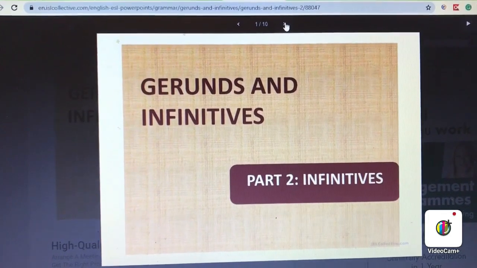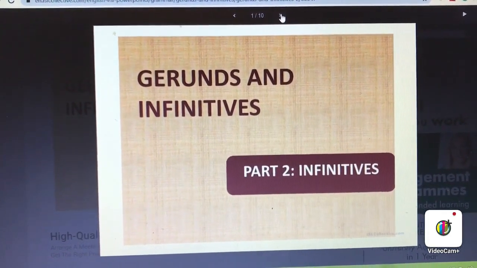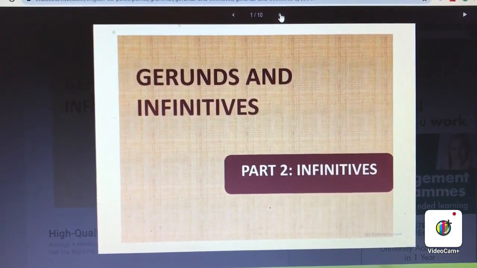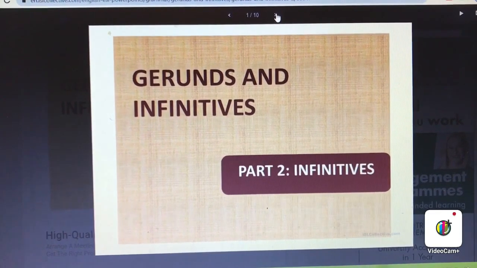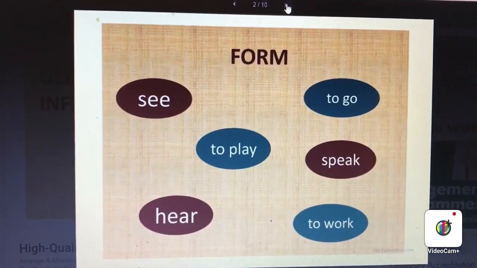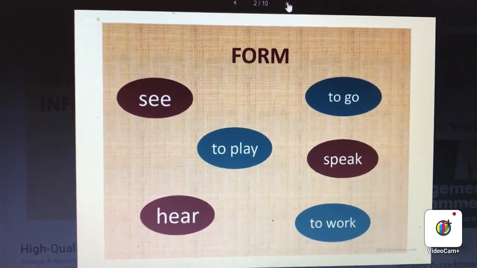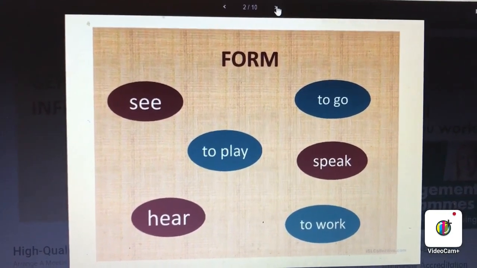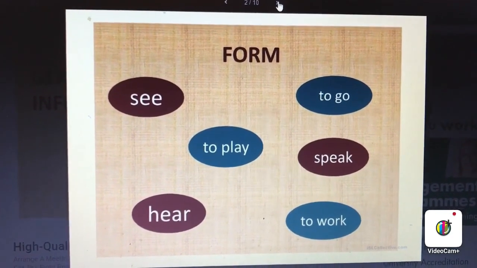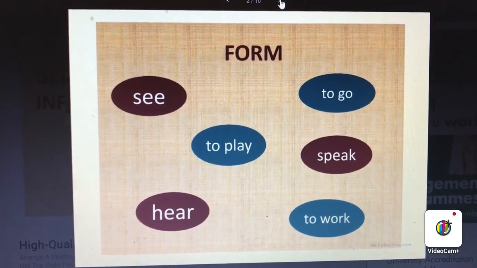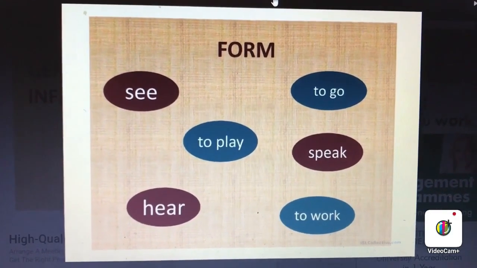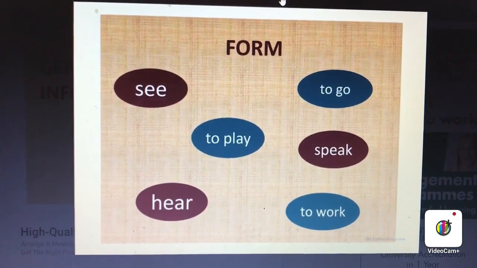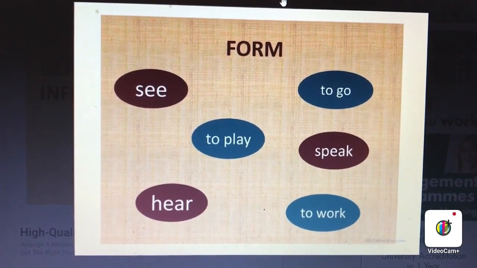Let's move to the second part of our topic today, which is infinitives. Now you must be curious again to know and learn what it is. So come and let's explore it. Just like gerunds, we make infinitives by adding to with the main verb: to see, to play, to hear, to go, to speak, and to work. And like gerunds, we definitely need a main verb in the sentence to use with infinitives.